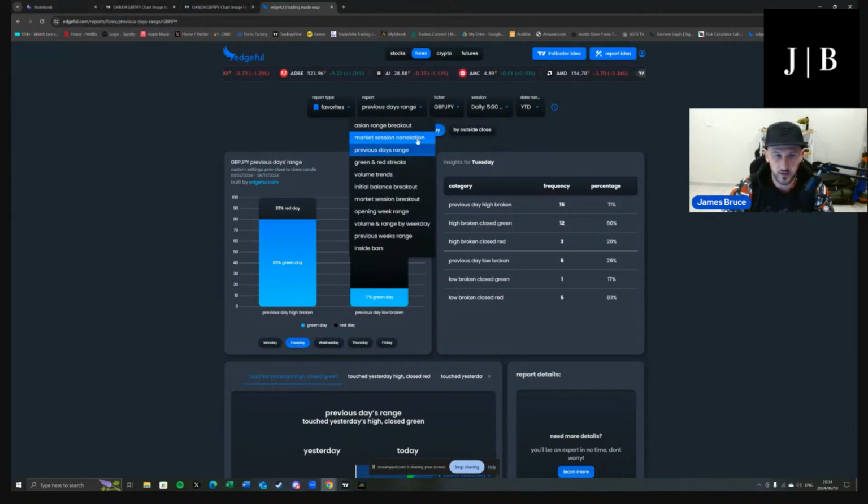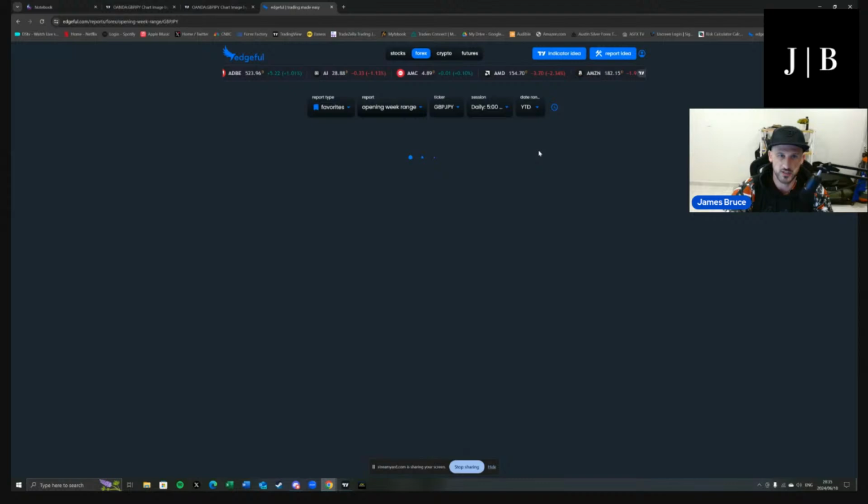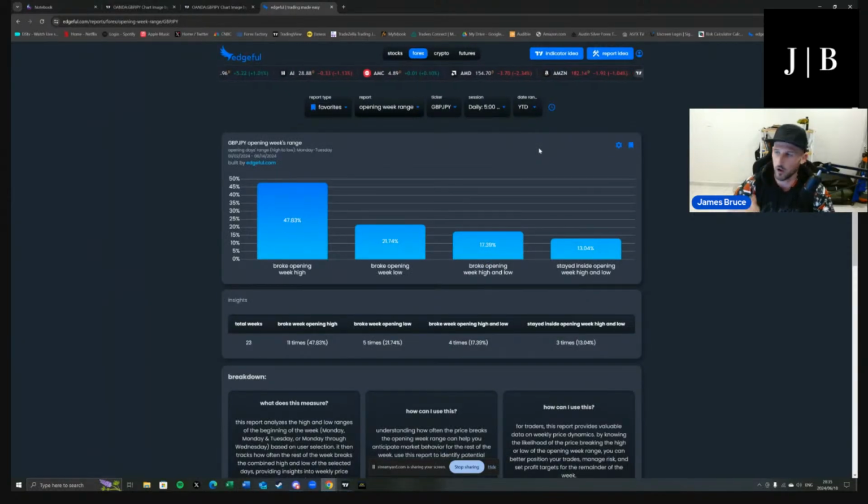Another statistic that I do love with them is the opening week range. This is something that I love to use in terms of my better setups come later on down in the week, right? After Monday and Tuesday, I've set the initial balance high and low. So GJ, year to date, opening week range, after Monday and Tuesday, Monday and Tuesday sets the high and then sets the low. We got a 47% chance of breaking that high set after Monday and Tuesday. So from Wednesday onwards, we got a 47% chance of taking out that high and a 21% chance of taking out the low.